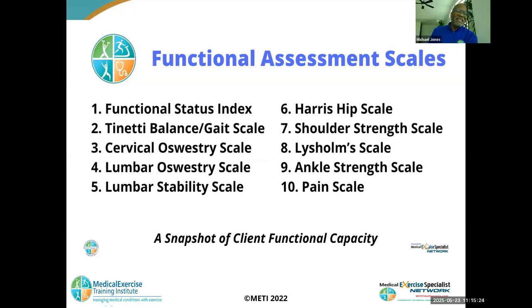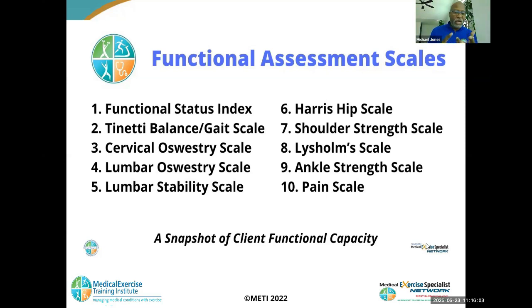Number 2, the Tinetti Balance and Gait Scale. We utilize that, and there are a number of others out there, but we find that this one is the one that's most often used by neurologists, physical therapists, as well as orthopedic surgeons and insurance carriers. Number 3 and number 4, the cervical and lumbar Oswestry scales. These are used to determine the functional capabilities of clients with cervical disorders or lumbar disorders. Then we also have a lumbar stability scale. This scale is one that I learned at the San Francisco Spine Institute, and it's used universally by medical professionals that see lumbar clients on an ongoing basis, or I should say they focus on those.